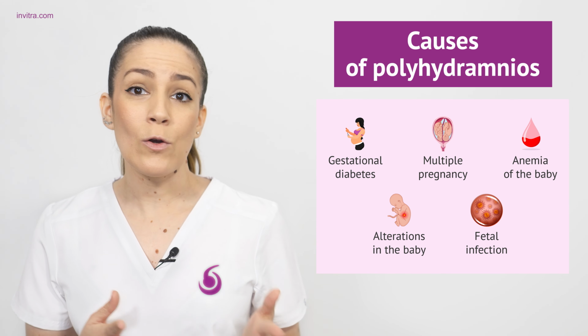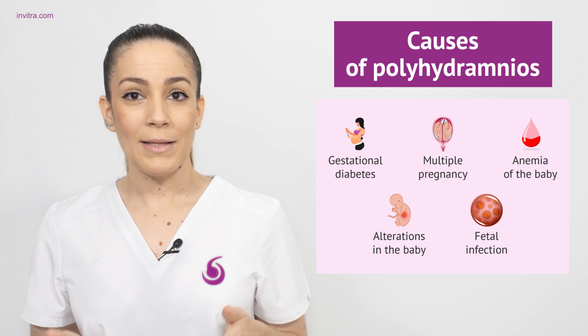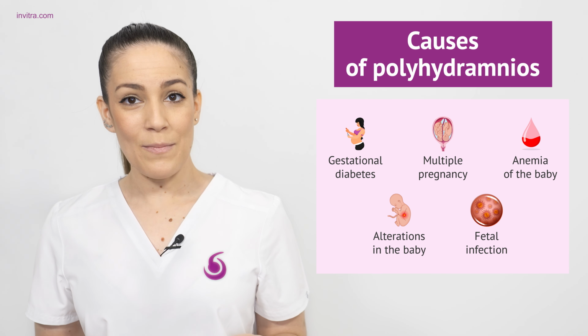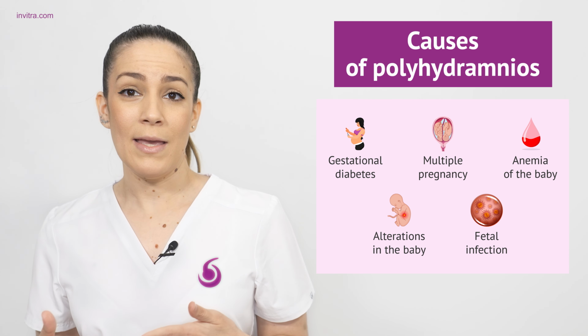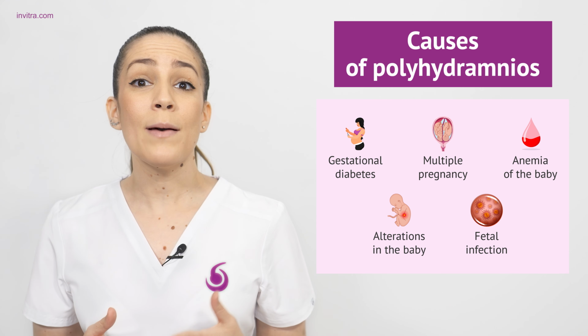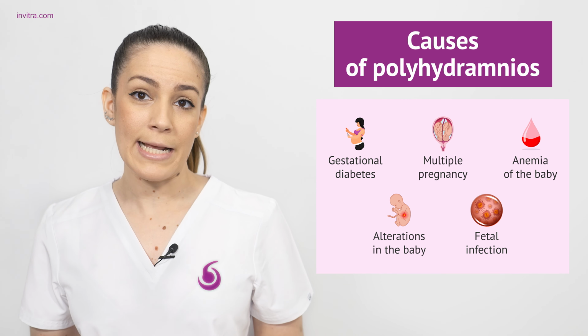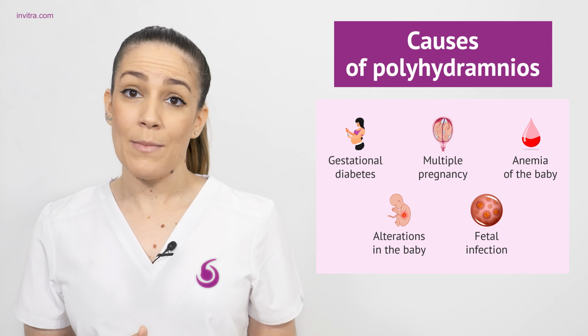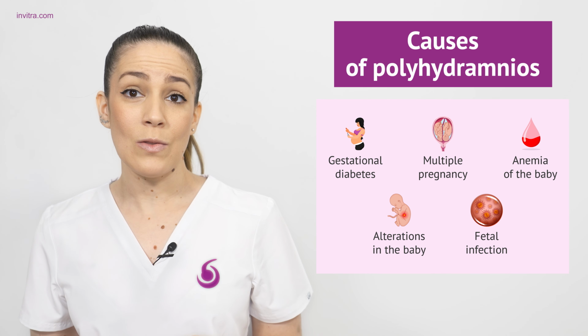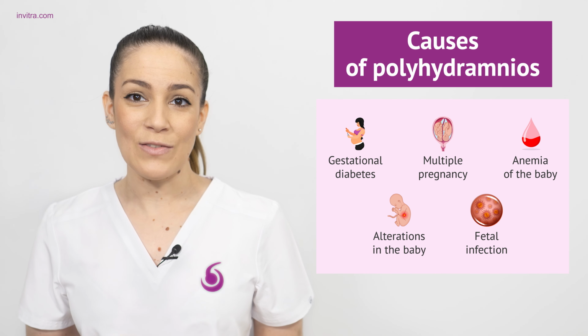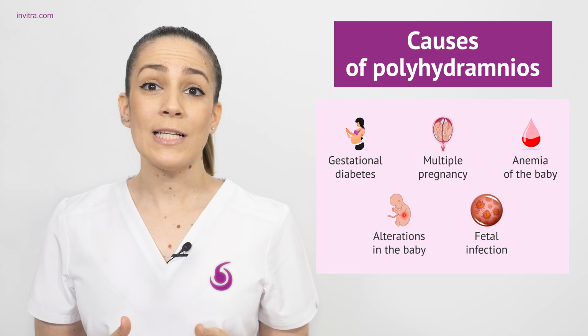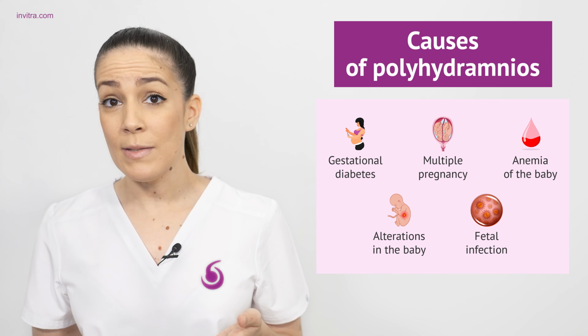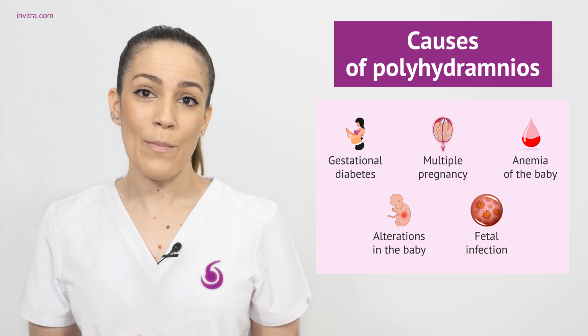The main causes of increased amniotic fluid can, in many cases, be related to both the mother and the baby, and these causes may include the following: gestational diabetes, multiple pregnancy, anemia in the baby, such as the type that is caused by Rh incompatibility problems, gastrointestinal disorders or abnormalities of the urinary system or the nervous system of the baby, as well as fetal infections. Nevertheless, the causes remain unknown in approximately half of all cases of polyhydramnios.